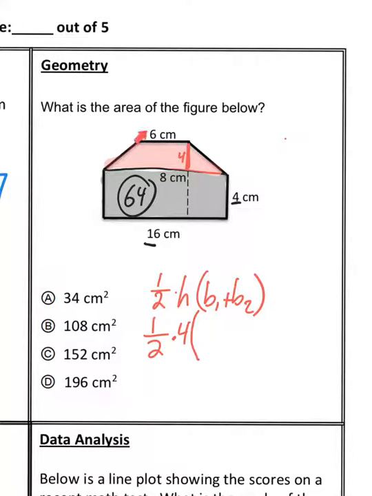Now base 1 is right here, which is 6, and base 2, which is right here, I have to steal from the bottom, which is 16. So it's half times 4 times 6 plus 16. And if I type all of that in, let me see, what do I get? I think I get 44. So the area of the red part is 44. If I add that with 64, I get 108 square centimeters, which is B.